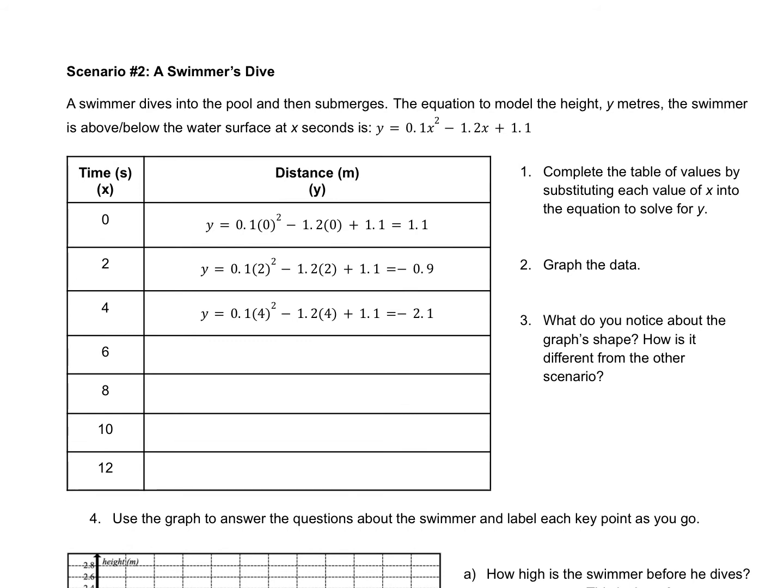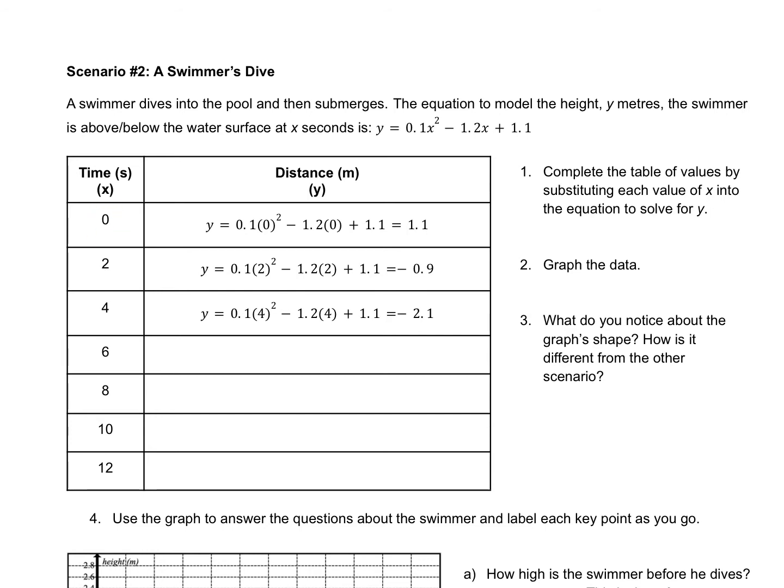The equation to model the height, y, in meters, the swimmer is above or below the water surface at x seconds is y equals 0.1x squared minus 1.2x plus 1.1. So y is the height, x is the time in seconds. We're going to complete the table of values to graph. Now I've already done a few of them.